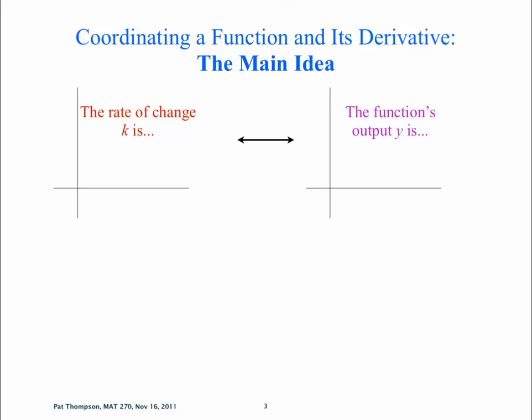Okay, so this is the main idea when we're coordinating functions and their derivatives. It's like 80 or 90% of what you have to know to make sense of these problems. And we say that if the function's output y is increasing, what do we know about the rate of change? All right, so this is huge. If a function's increasing, its rate of change is positive. So let's quickly justify that.